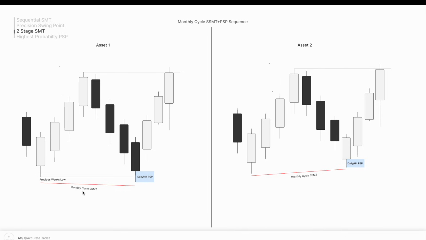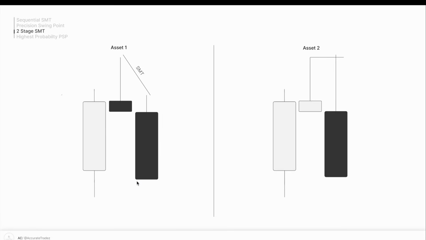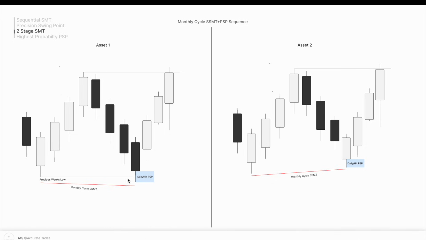has a sequential SMT, so there is no need for any of the assets to return back to this low. So what you saw in this slide right here doesn't need to happen, because this low here is governed by a sequential SMT, and this essentially just confirms this. So this is already a two-stage, so none of the assets needs to take out this low.